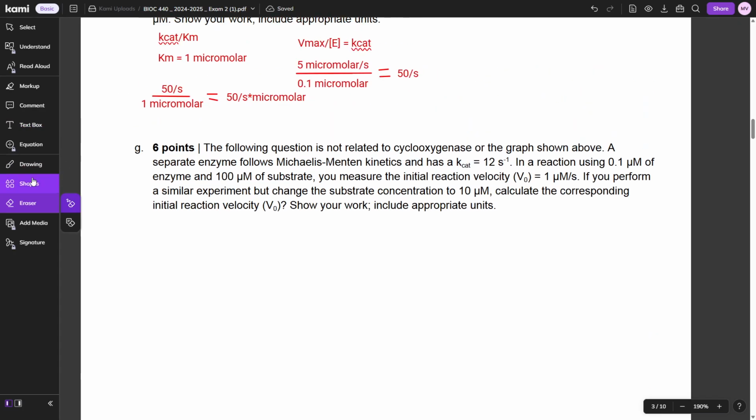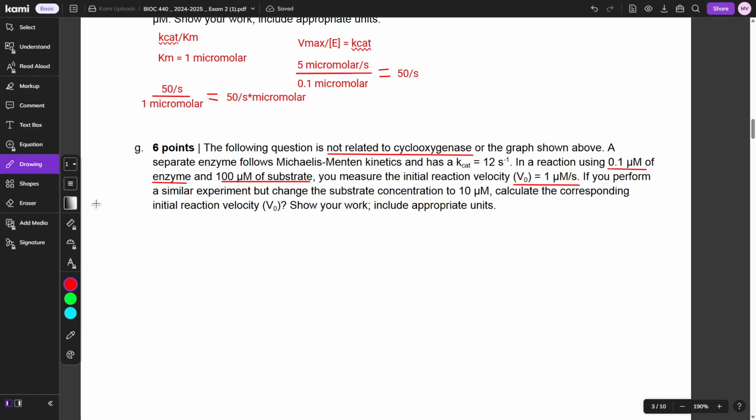this question is kind of separate from the rest of it. It tells you it's not related to cyclooxygenase, or the graph shown above, so you can ignore all of that. We've got a separate enzyme here that follows Michaelis-Menten kinetics with a kcat of 12, so 12 per second, in a reaction using 0.1 micromolar of enzyme and 100 micromolar of substrate. Okay, cool. So I've got a decent amount of numbers to work with. And you measure the initial velocity as 1 micromolar per second. Okay, so that's a pretty easy number to work with. If you perform a similar experiment but change the substrate concentration, calculate the corresponding initial velocity.